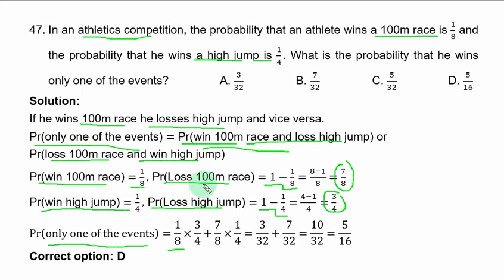Wins 100-meter race 1/8 times loses high jump 3/4 plus loses 100-meter race 7/8 times wins high jump 1/4. That simplifies to this. First, you multiply. After addition of the like fractions, you have 10/32, which simplifies to 5/16. D is the correct option.